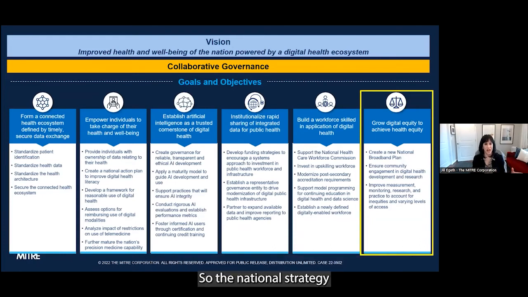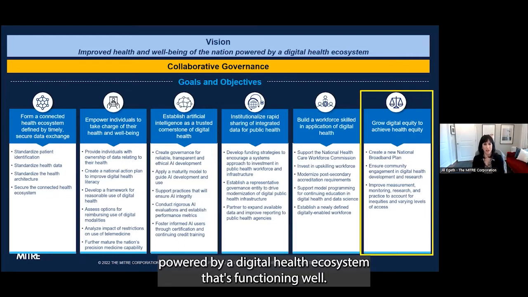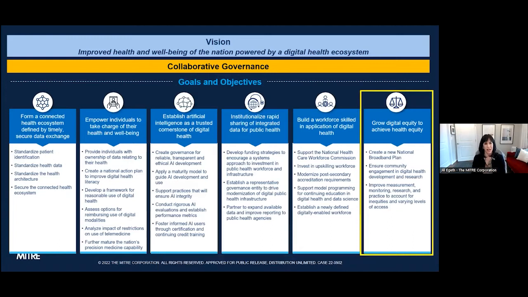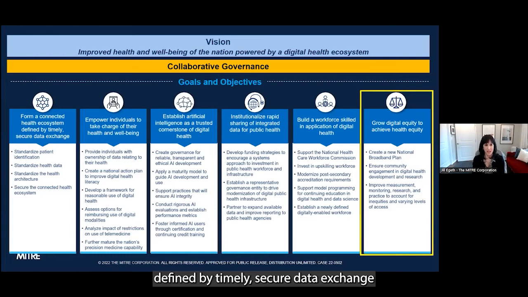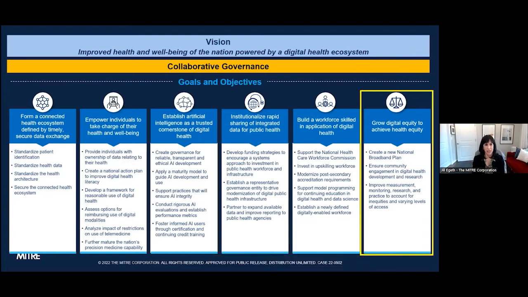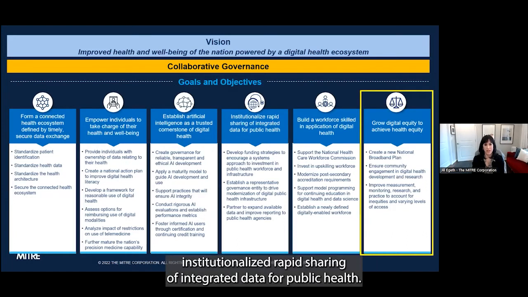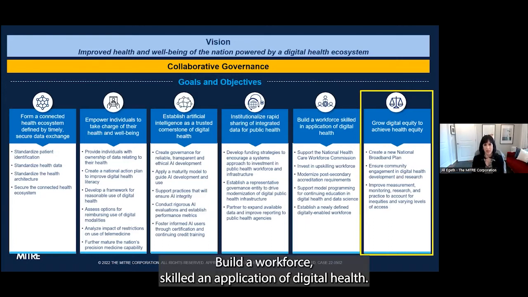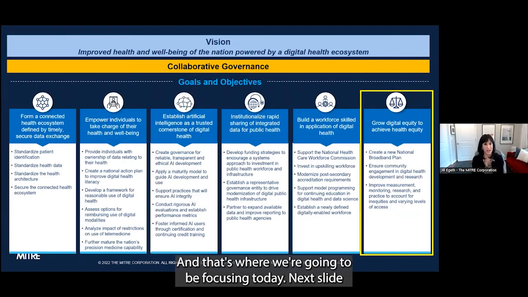So the vision of the national strategy is improved health and well-being of the nation, powered by a digital health ecosystem that's functioning well. The goals are to form a connected health ecosystem defined by timely, secure data exchange, empower individuals to take charge of their health and well-being, establish artificial intelligence as a trusted cornerstone of digital health, institutionalize rapid sharing of integrated data for public health, build a workforce skilled in application of digital health, and grow digital equity to achieve health equity. And that's where we're going to be focusing today. Next slide.